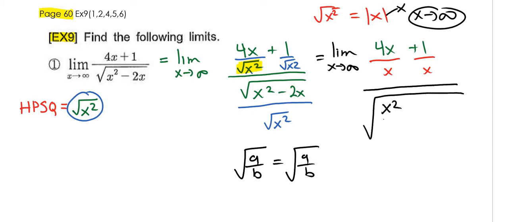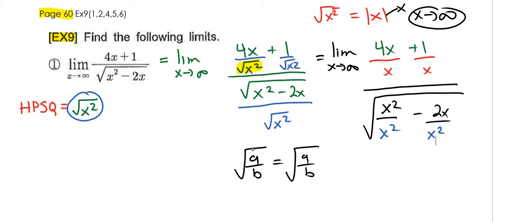x squared over x squared minus 2x over x squared. Actually, maybe I'll erase these and put them in blue so that it's a little clearer what's happening here. So this is x squared and that's x squared.